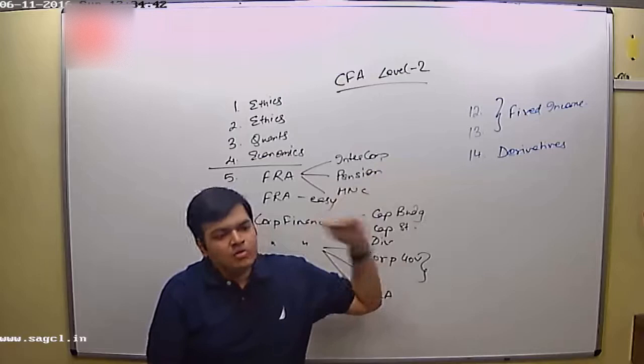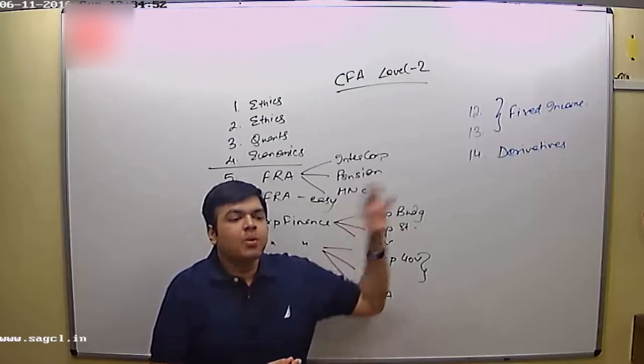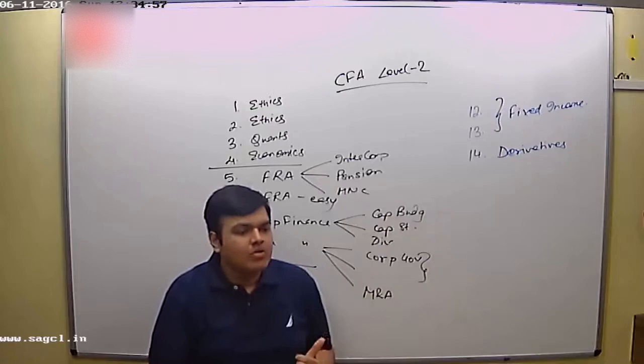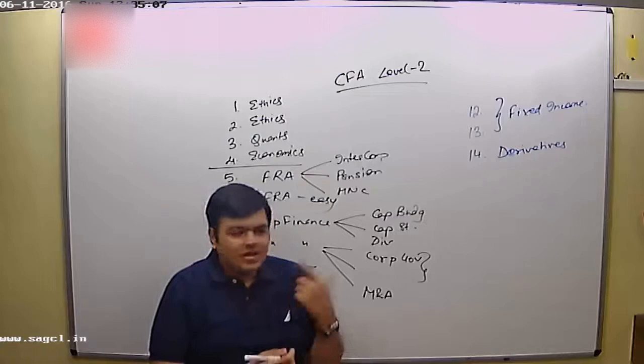Ek chapter will be there on credit valuation models. Credit valuation model matlab, say for example, we want to find out ki is bond ko kya rating de, what is the credibility of the bond, whether that bond is going to default or it's not going to default, right? So we will use the Jarrow-Turnbull model or the Hull-White model, and there will be a few models, little irritating and a complicated chapter, but calculations nahi hai, theoretically you'll have to do that.